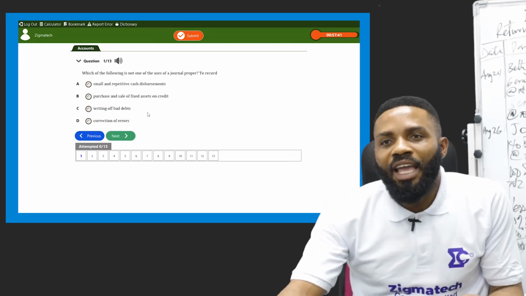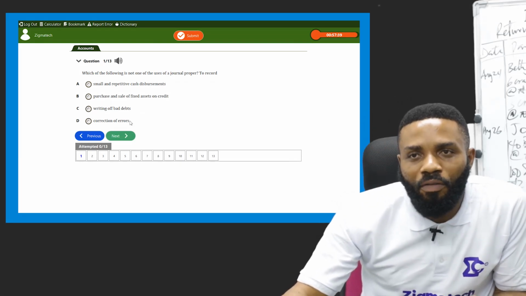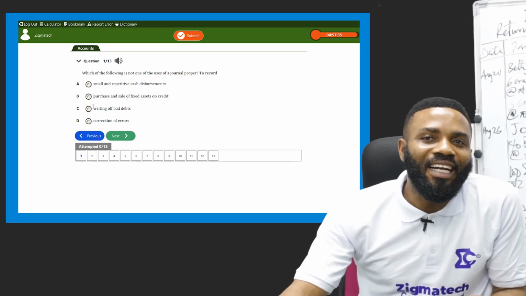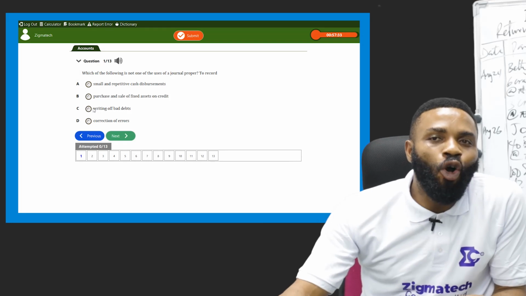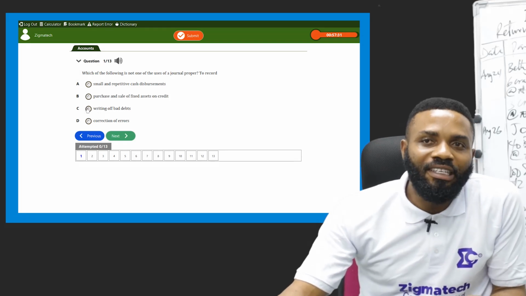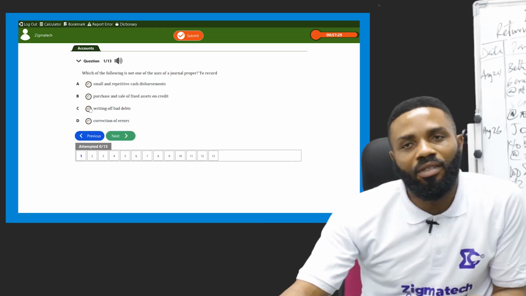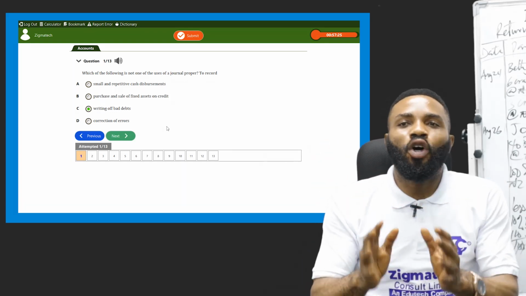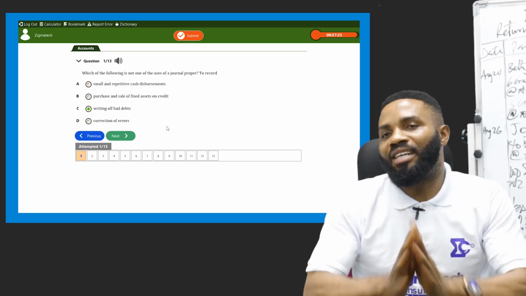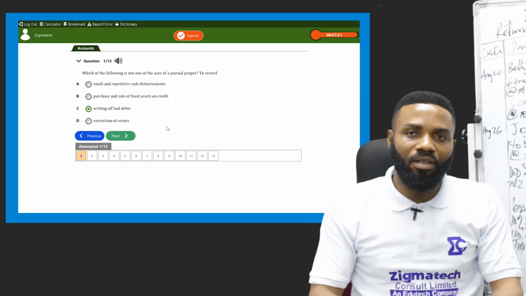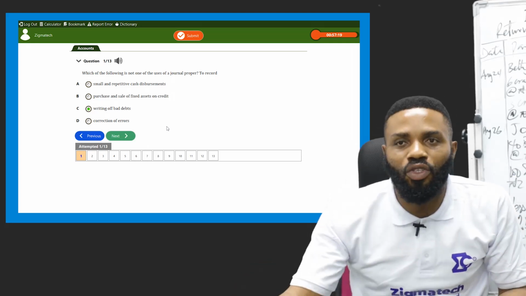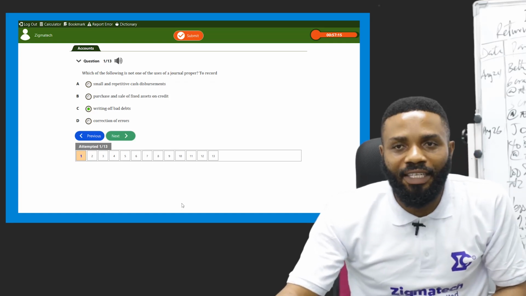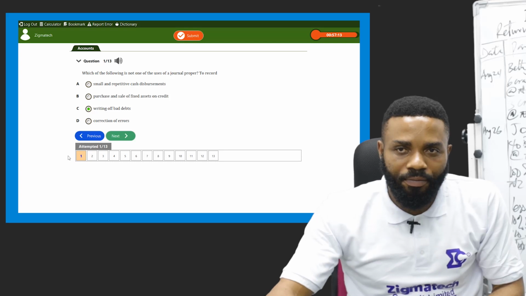It can be used for correction of errors. It can be used for repeating. So the one that is odd in this option is written off bad debt. That is the one that is off. But in the general sense of it, journals can be used to record every transaction, including bad debts. But for the sake of this particular question, written off of bad debt is the one that is odd in the options.